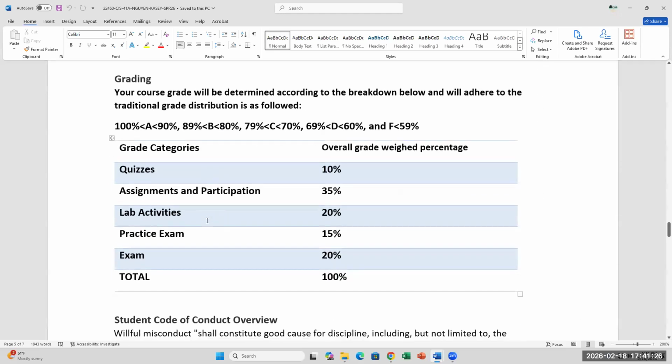All right, so here's the grading category. Quizzes are going to be 10% of your grade. Assignments and participation will be 35% of your grade. Lab activities will be 20% of your grade. The CySA practice exam will be 15% of your grade. Keep in mind that this is a timed practice exam, 90 minutes, 90 questions, and it is designed like the real exam. Your final exam is going to be 20% of your grade. Do you have any questions?